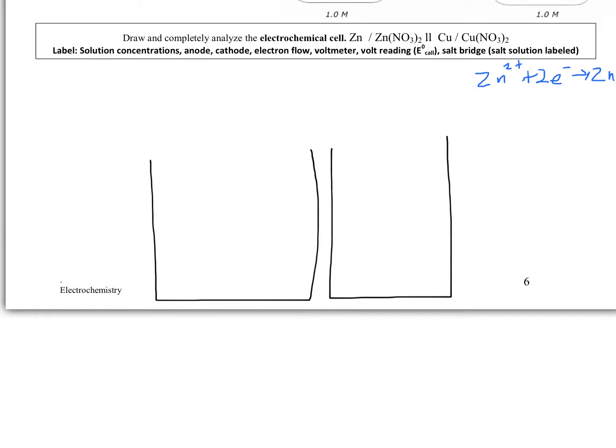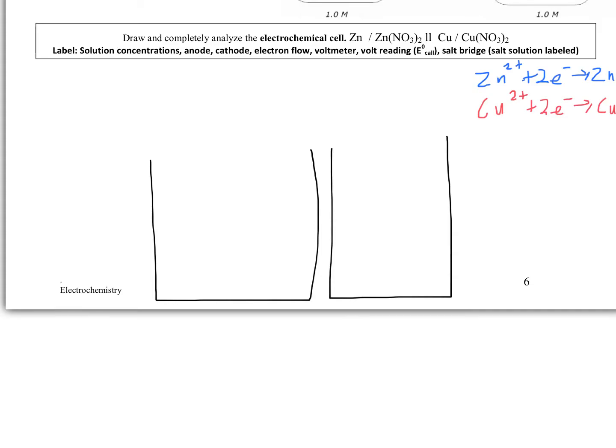Then I do the same thing for the copper. In order for copper to be reduced, it would be copper. I know it's 2 plus because of this 2 charge down here. So Cu2+ plus 2 electrons makes copper. So I look these up in my reduction potential table.